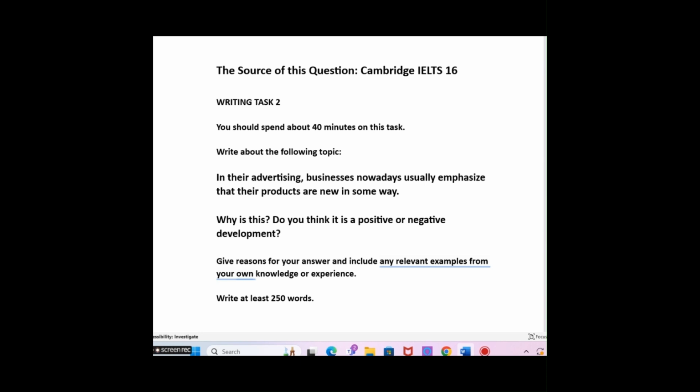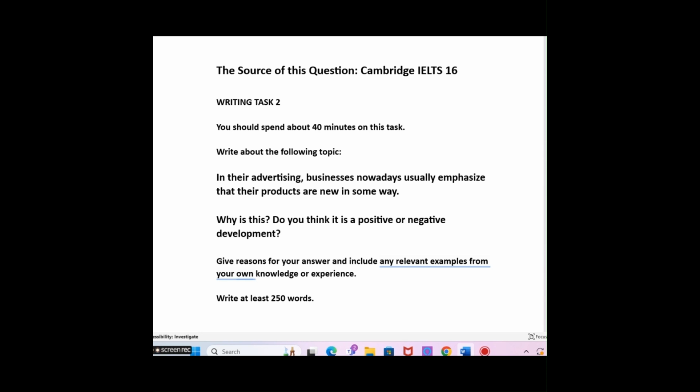Give reasons for your answer and include any relevant examples from your own knowledge or experience. This is a common instruction, of course, a very important one. Because you have to give at least one example in your essay, preferably in the body of the essay. That means the second or the third paragraph in our style of writing. Okay, and your knowledge and experience will help you in writing the essay.